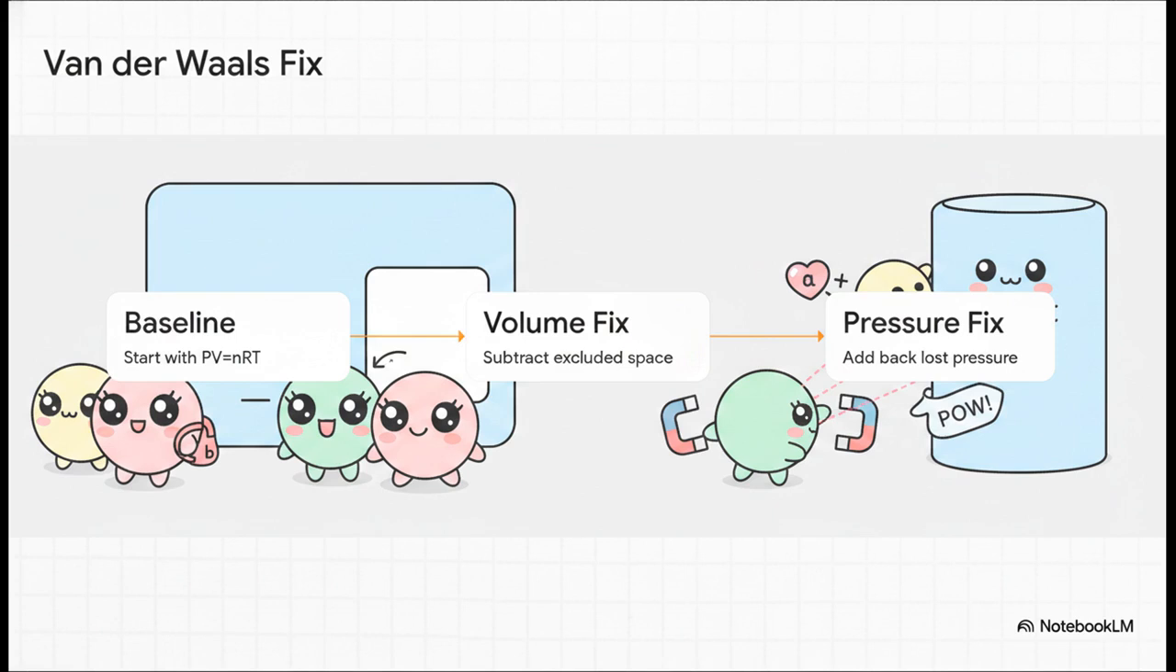Second, the pressure correction. Because molecules attract each other, a molecule hits the container wall with less force than it would if it were totally alone. To find the true ideal pressure, we have to conceptually add back that lost pressure. This gives us P plus a times n squared over V squared, where that a simply represents the strength of the intermolecular attraction.